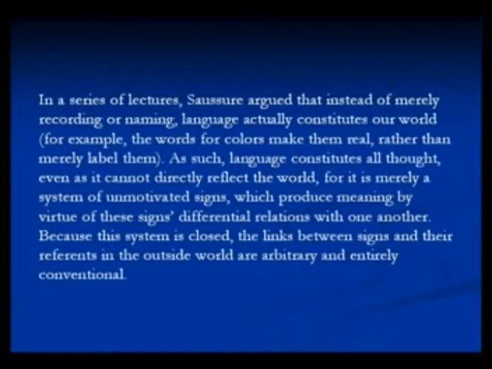In a series of lectures, Saussure argued that instead of merely recording or naming, language actually constitutes our world. For example, the words for colors make them real, rather than merely label them. As such, language constitutes all thought, even as it cannot directly reflect the world, for it is merely a system of unmotivated signs which produce meaning by virtue of these signs' differential relations with one another. Because the system is closed, the links between signs and their reference in the outside world are arbitrary and entirely conventional.